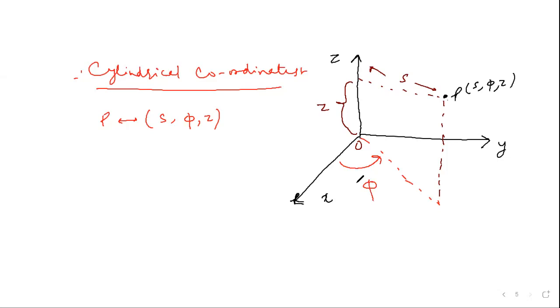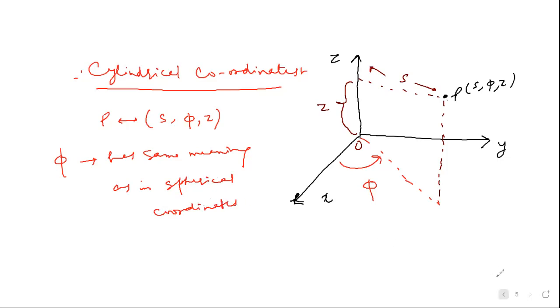My phi. Understand this diagram. This point P. Now what are S, phi, and z? Phi, as you can see from the diagram, has the same meaning as in spherical coordinates, as you can check in the previous diagram.